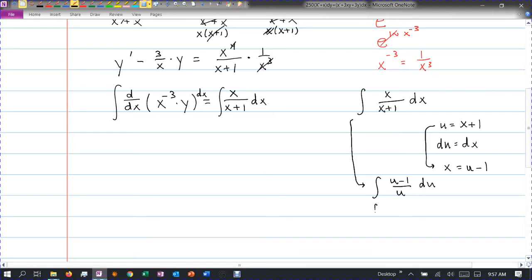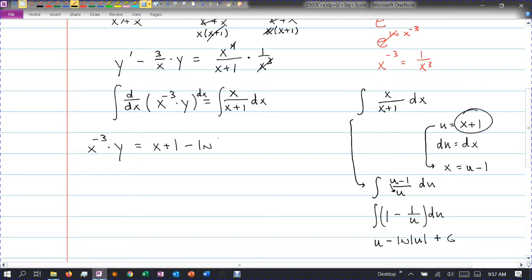And now the reason I did that is because I can now split this into two separate terms, u over u, which is 1, minus 1 over u, du. And then I can integrate each of those. That's u minus natural log absolute value of u plus a constant. But just remember that u is x plus 1. So I should get here x to the negative 3 times y equals u, which is x plus 1, and then minus the natural log of the absolute value of x plus 1, and then plus c.